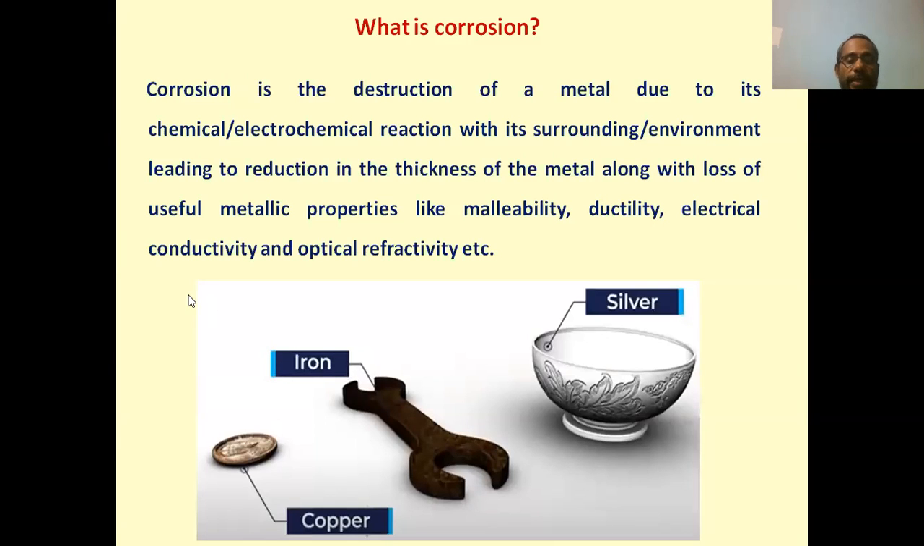An example is this, what happens here. This is not the original color of iron, so it is corroded. This is not the original color of copper. Copper is also corroded. This is made from silver, not the original color. This is tarnished.